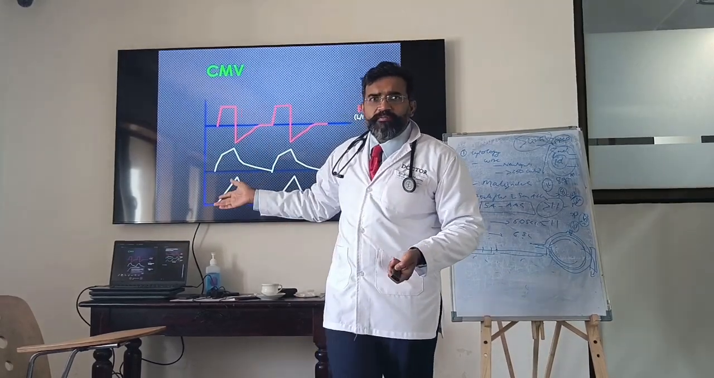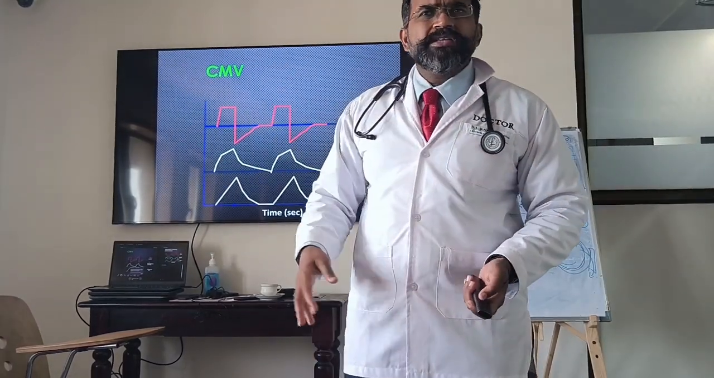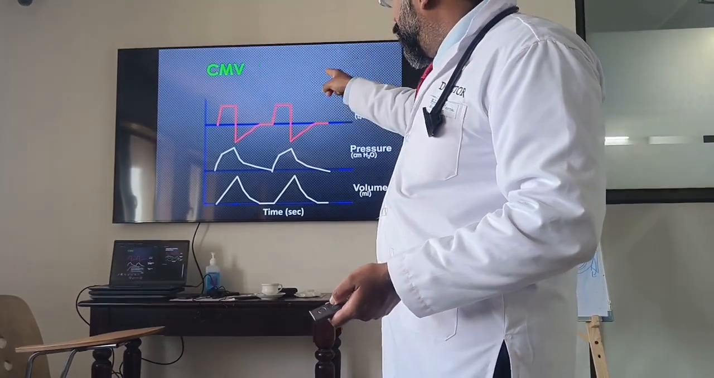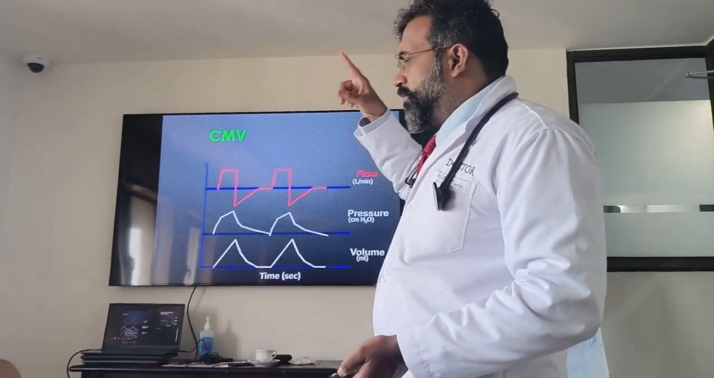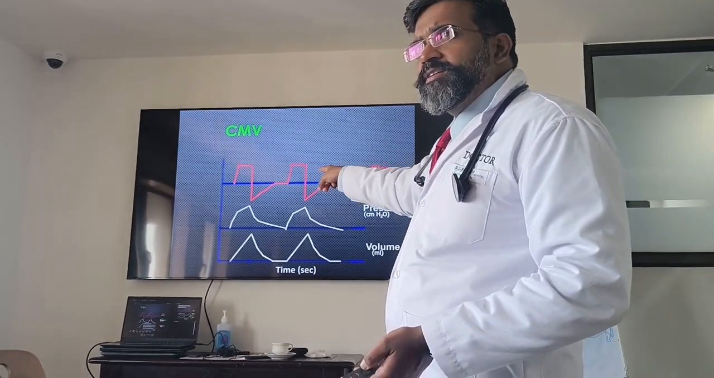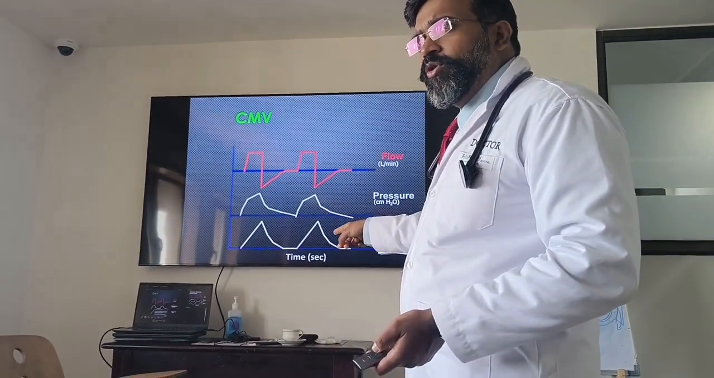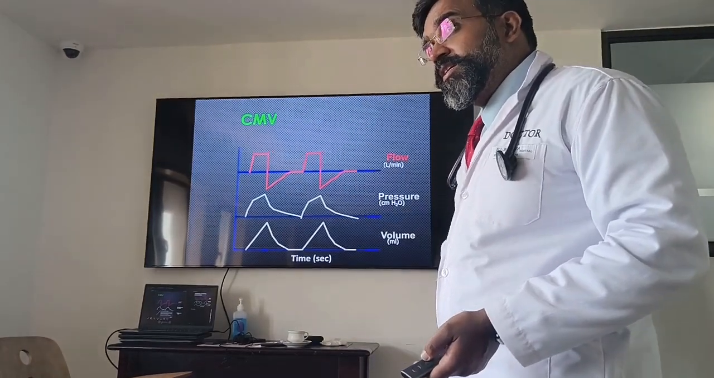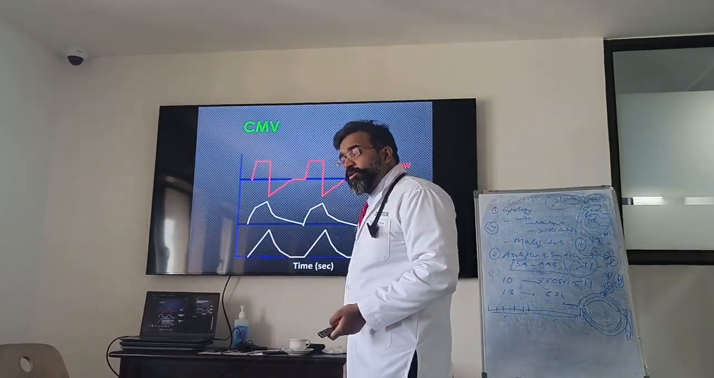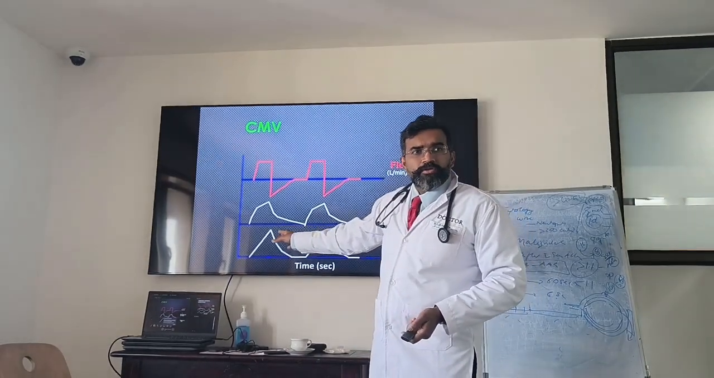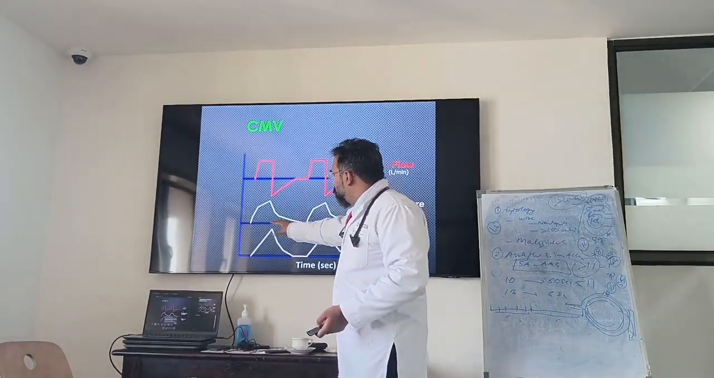So in this mode of delivery, whatever the mode may be, is a machine triggered, that is time triggered, volume limited and time cycled mode, and the variable here now is pressure. The variable here is now pressure, because that is not under my control.